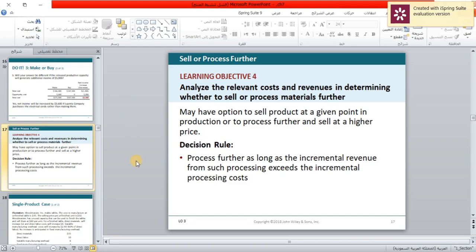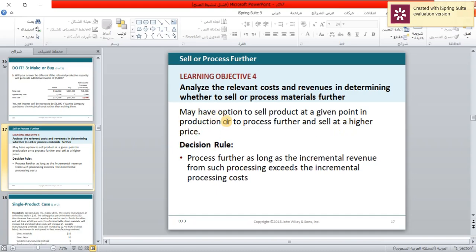Now analyze the relevant costs and revenues in determining whether to sell or process materials further. We know what is the relevant cost and revenue to take the decision to sell the product now or complete processing to another phase. We have the option to sell the product at a given point in production or to process further and sell at a higher price.